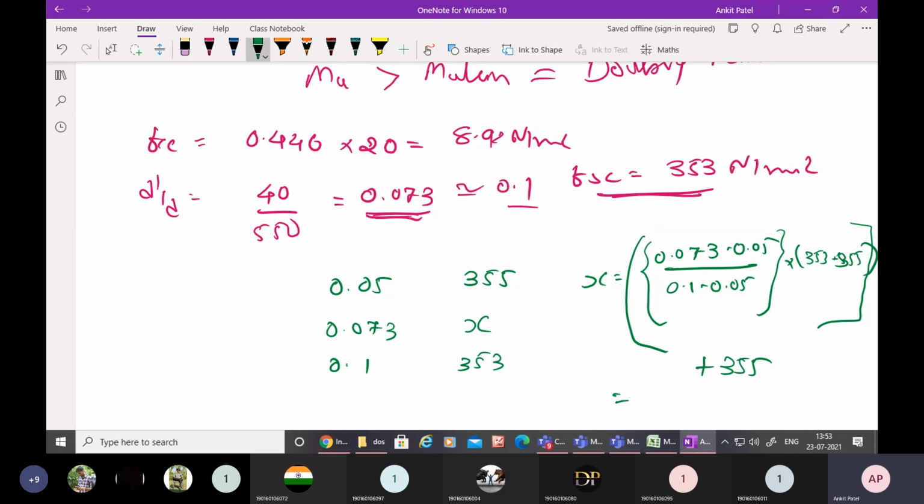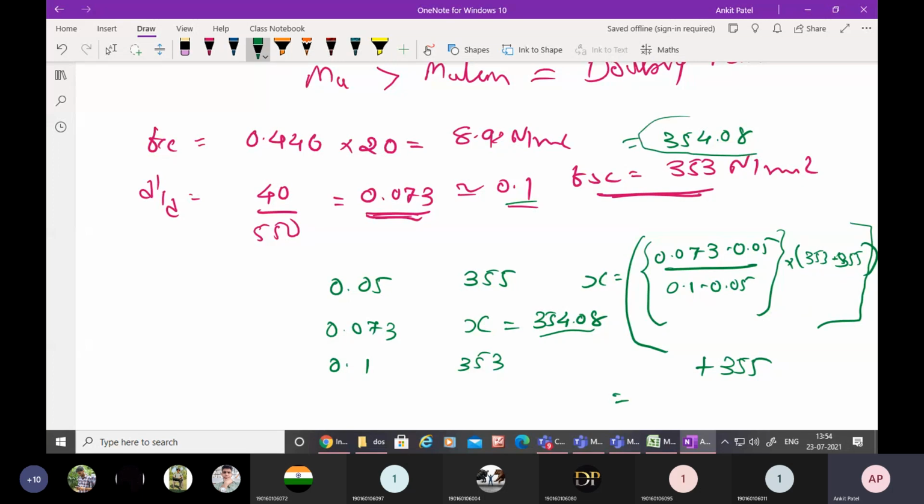So your answer of interpolation is X equals 354.08. Over here, what have they written? Am I right? Is it the same? Yes, sir. Okay. So you can use 354 in your examinations. They have taken 353 for the higher side of the value of d dash by d. So this is your 354.02.